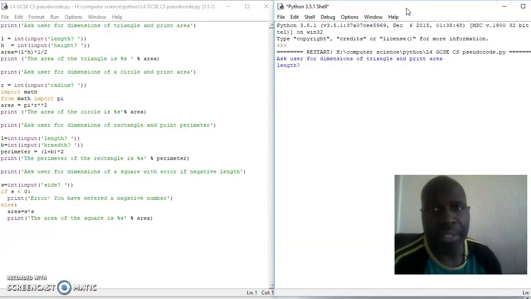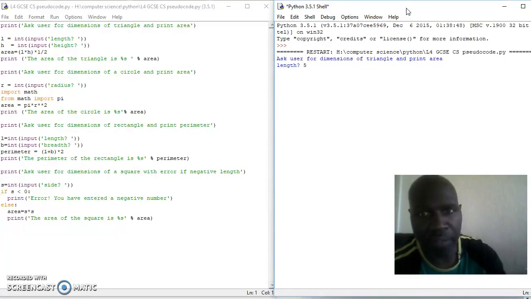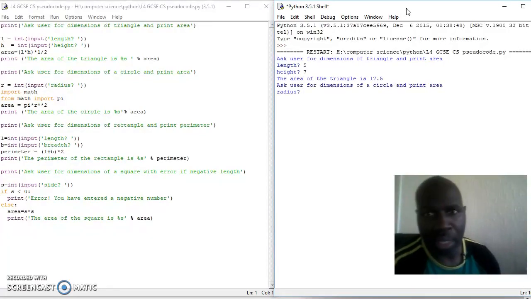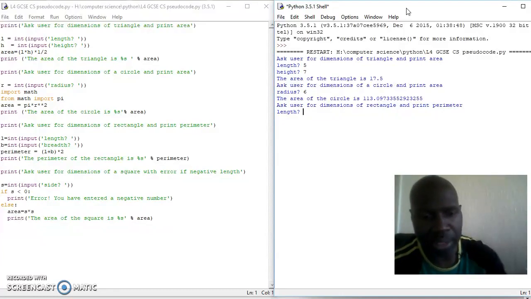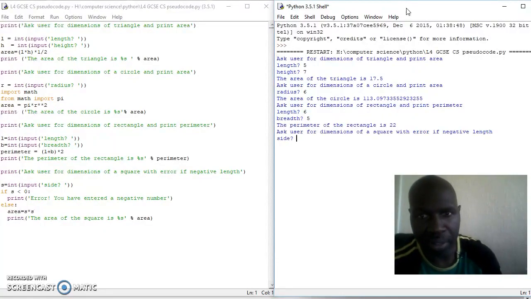So the first question is asking us for the dimensions of a triangle. So we're going to have a length of 5, we're going to have a height of 7, and the area of the triangle is 17.5. And we're looking at the dimensions for a circle, so I'm going to put 6, and we have the answer there, 113 point. And the dimensions of a rectangle for the perimeter, length is 6, breadth is 5, and the perimeter is 22.